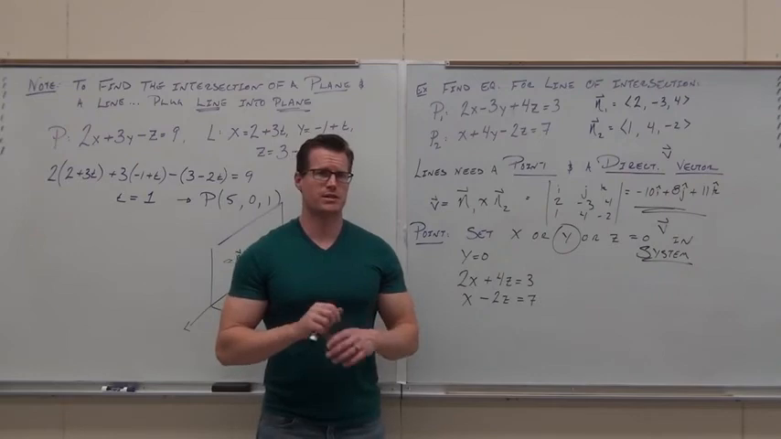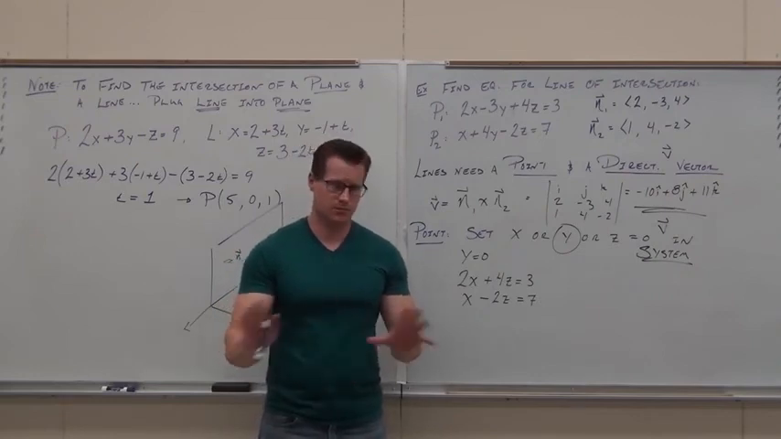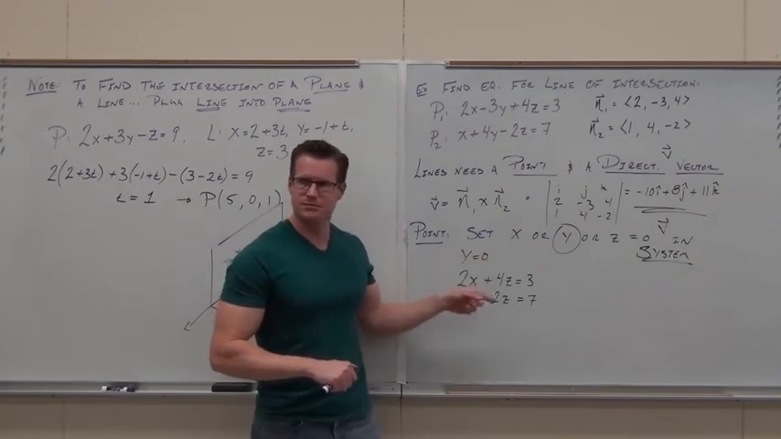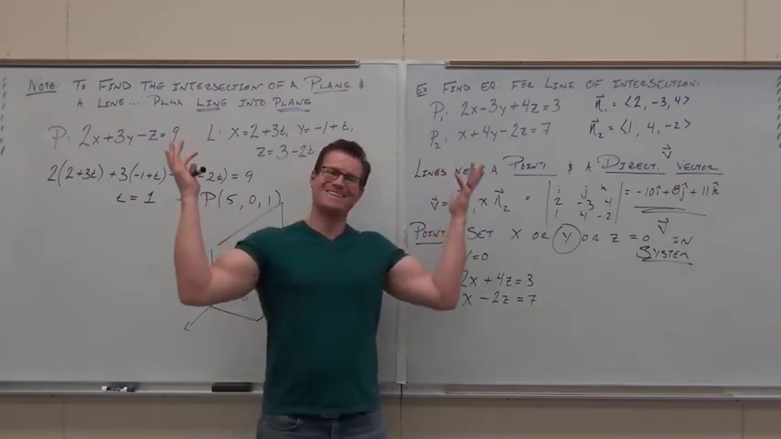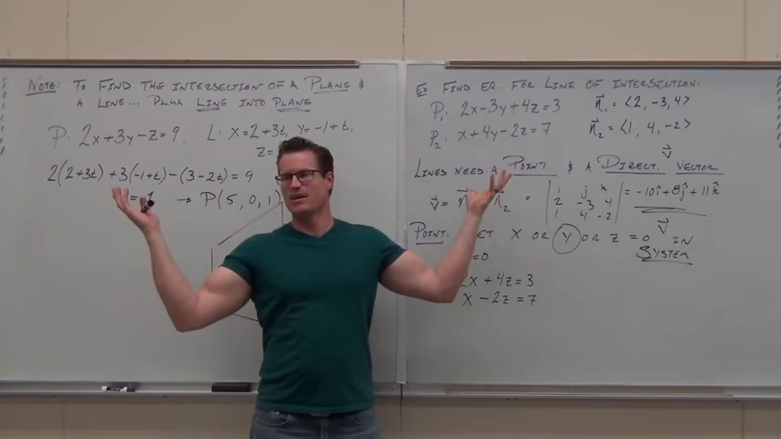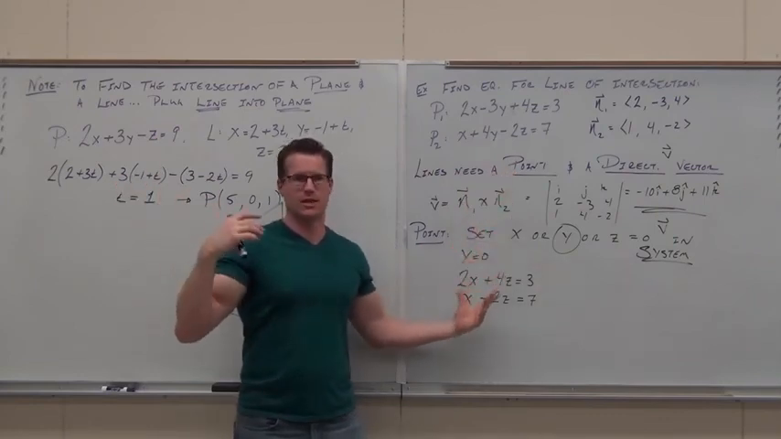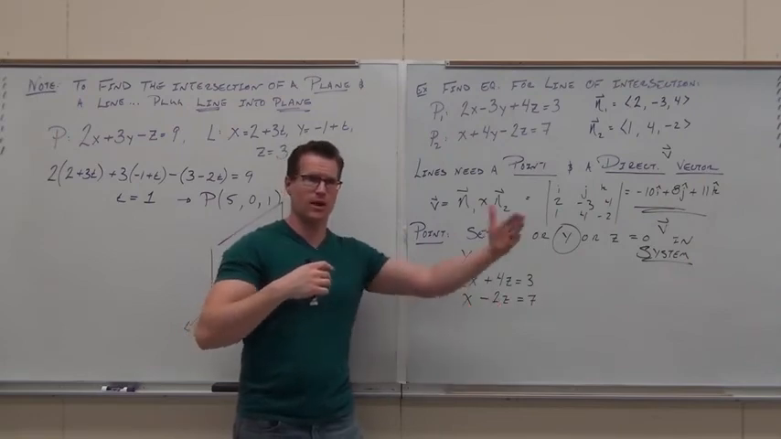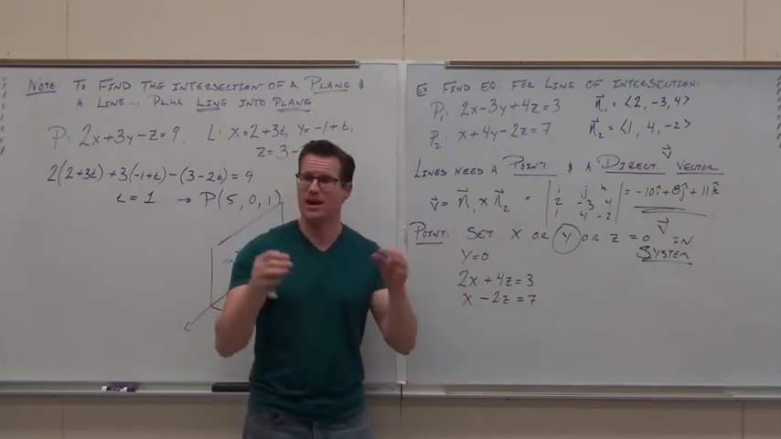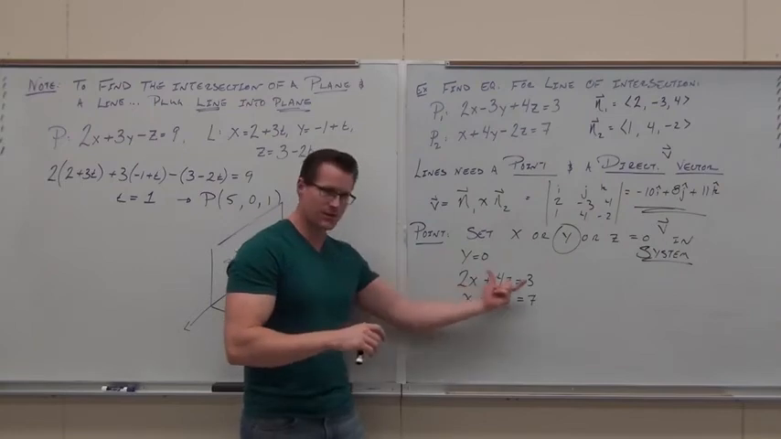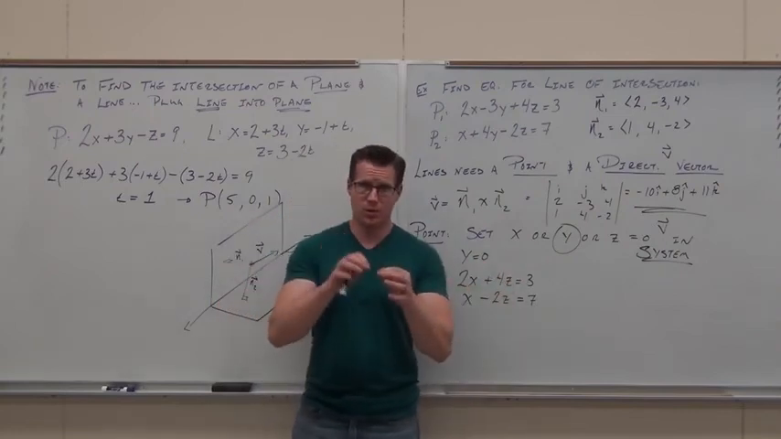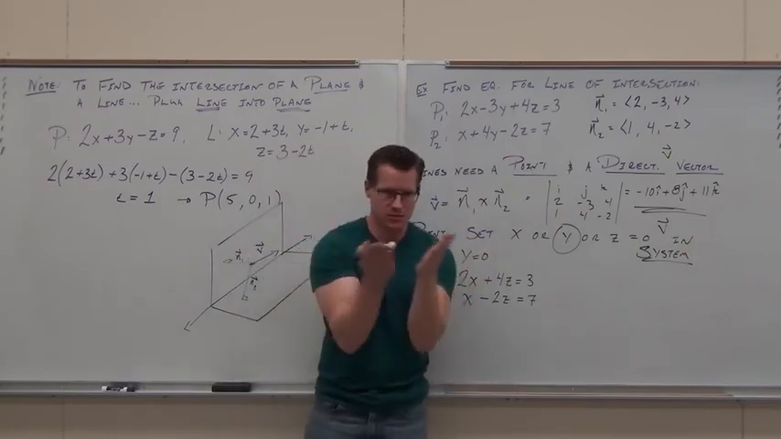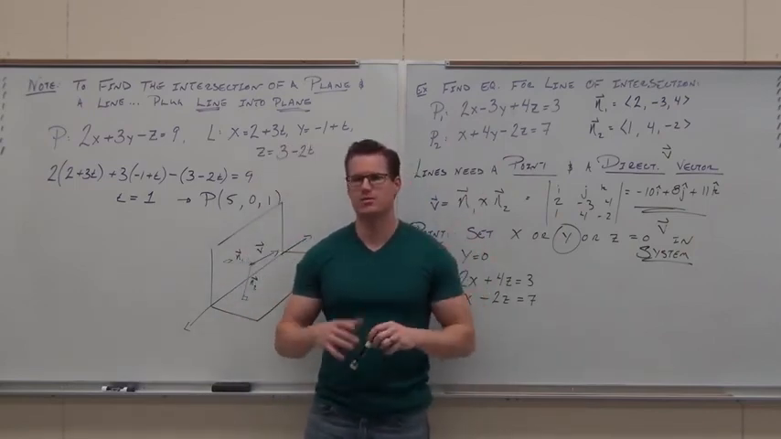Maybe this will make a little more sense the second time through. Do you know where the y's went? Gone! Zeros! What are the only two variables left? x and z. That means it's going to be on the xz plane. Where y is zero, you're on the xz plane. This is going to give us a point, x, z. We're going to find the point where this system, the line of intersection between two planes, hits the xz plane. That's what these variables mean.